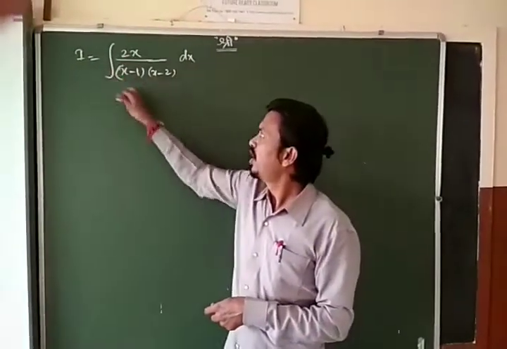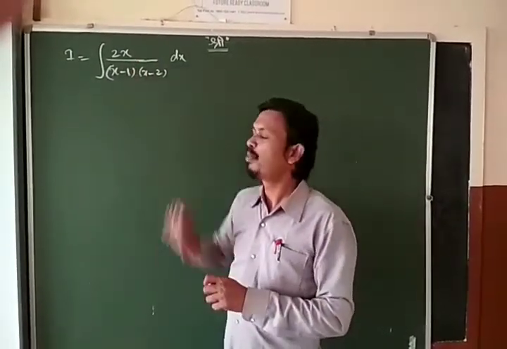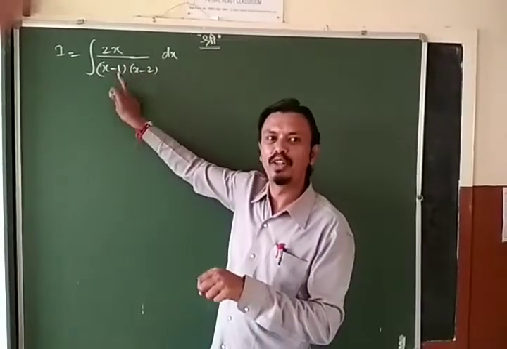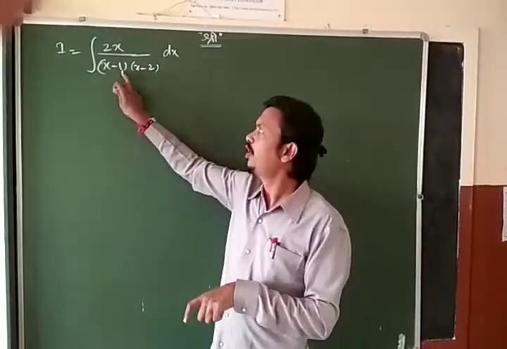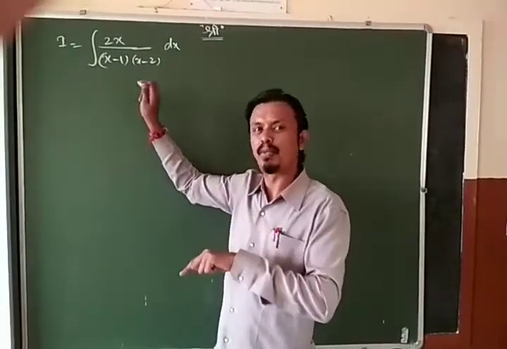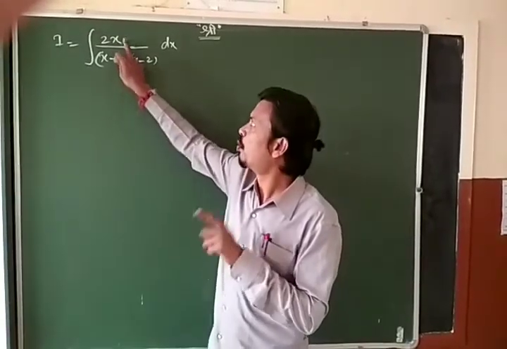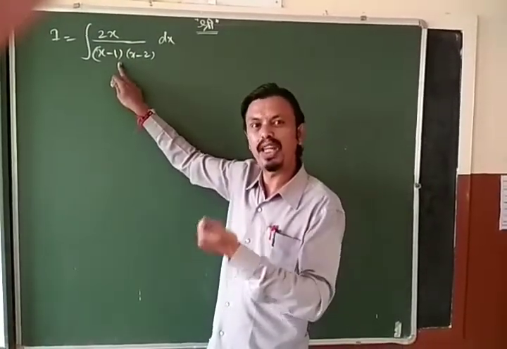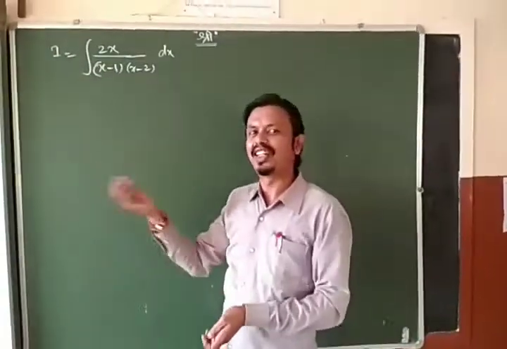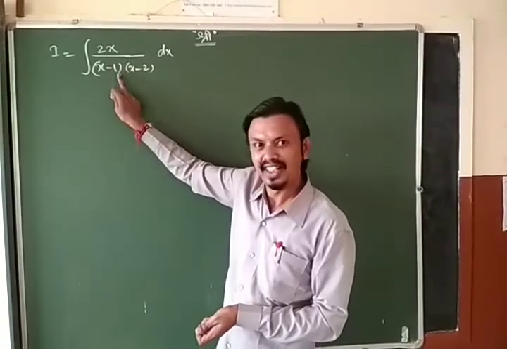Then the important thing is that this fraction should be proper. A fraction is called proper if the degree of numerator is less than the degree of denominator. Otherwise it is improper, meaning the degree of numerator is equal to or more than the degree of denominator. Then the fraction will be improper, so first we have to convert it to a proper fraction and then integrate. So here it is proper because its numerator degree is less than its denominator degree.